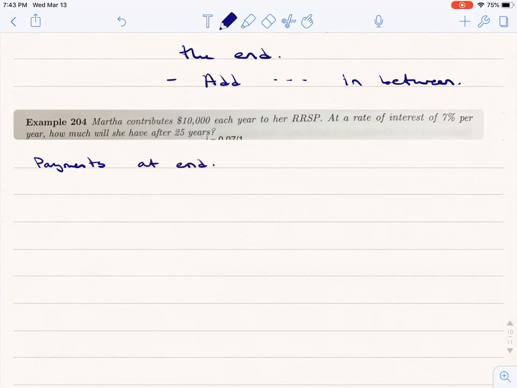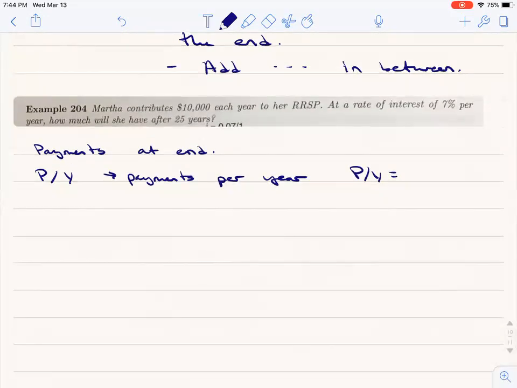And what was the other question we had to ask? Is the payment frequency the same as the compounding frequency? What I'm going to do is start implementing P per Y. This is your payments per year. We've seen this notation on your calculator. Well, she's only making one payment each year, so it's just one.